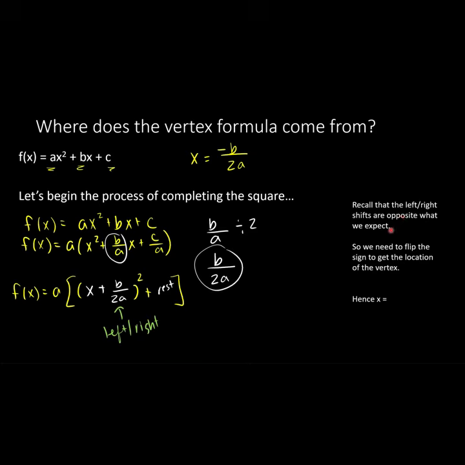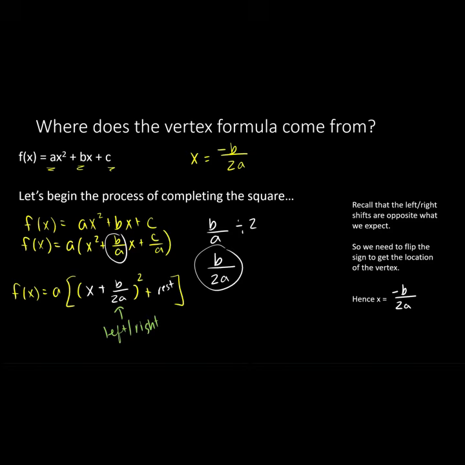Now recall that the left-right shifts are opposite what we expect. So if you see a positive, it went to the left, meaning it went in the negative direction. If you see a negative, it means it went right, which means it went in the positive direction. So we need to take this number here and actually flip the sign on it in order to find the location of the vertex. Hence, it is the opposite of b over 2a. And we use completing the square and transformations to get there.